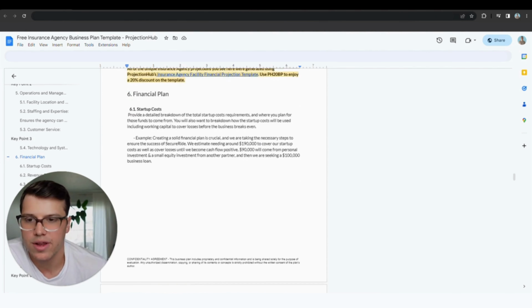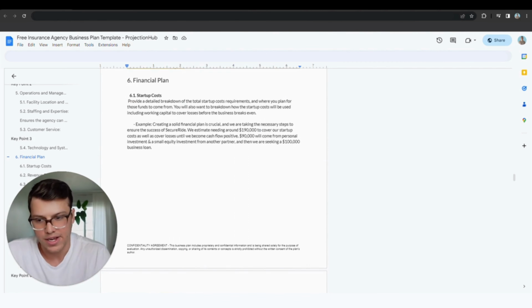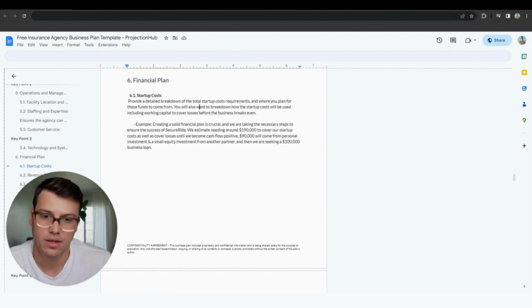And moving through here, okay, this brings us to financial projections, which is the big one. And obviously we're a little biased. Projection Hub, what we do is create financial projections and help clients create financial projections. But to show you what would be included in your business plan, to break down your startup costs: what are you actually going to need to get the business up and running?